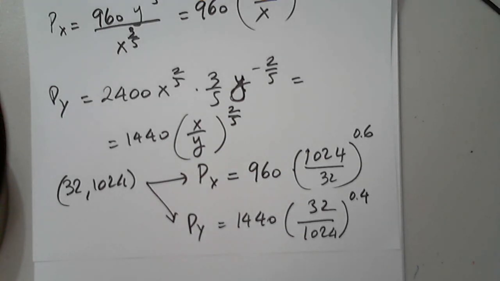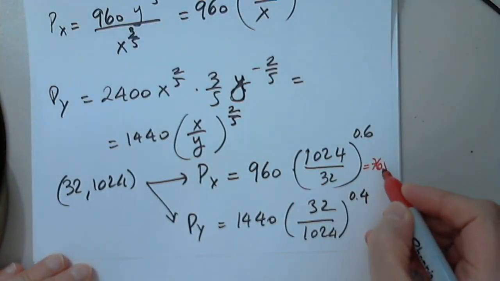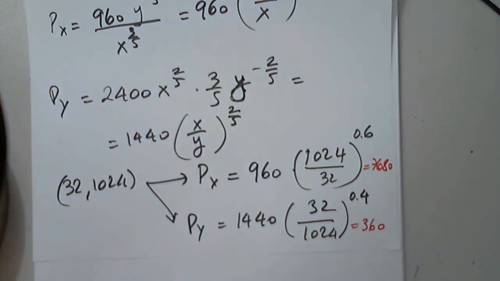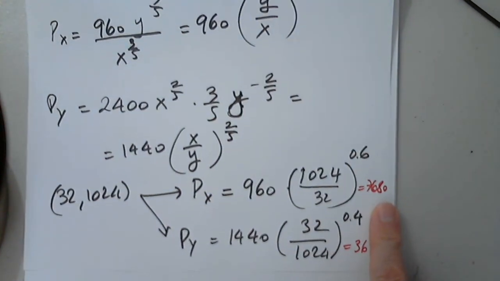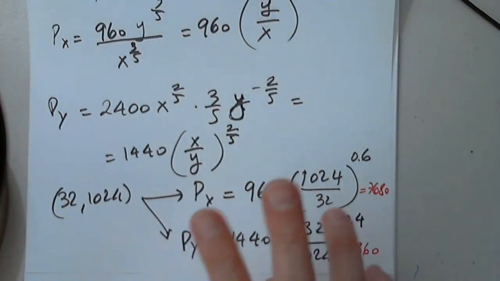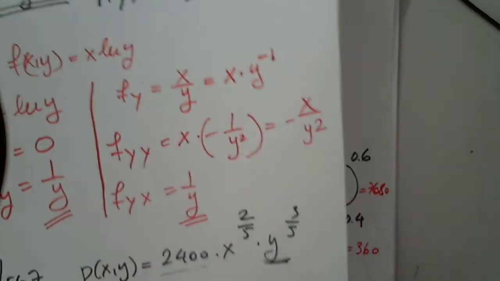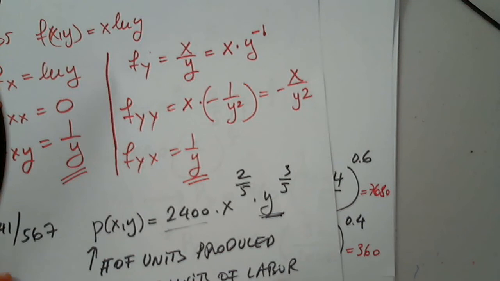So the first one was 7680, and this one was 360. Measurement unit. This is a derivative. It is a partial derivative, but it is a derivative. Can anyone come up with the rate of change, the measurement unit for this? Is it unit per capital? Excellent, excellent. Yes. So this one is with respect to labor.